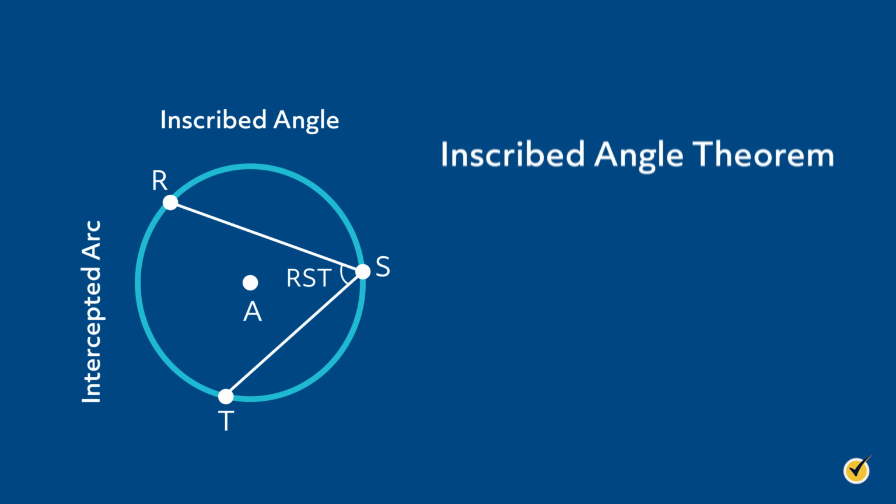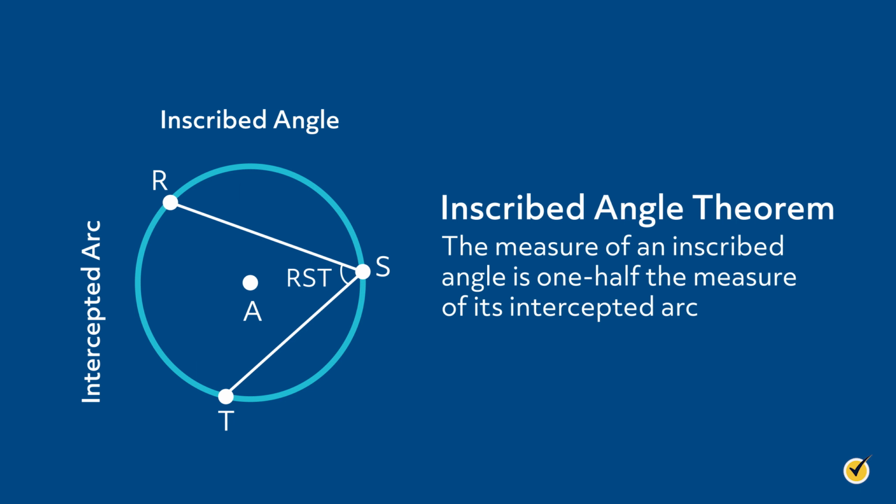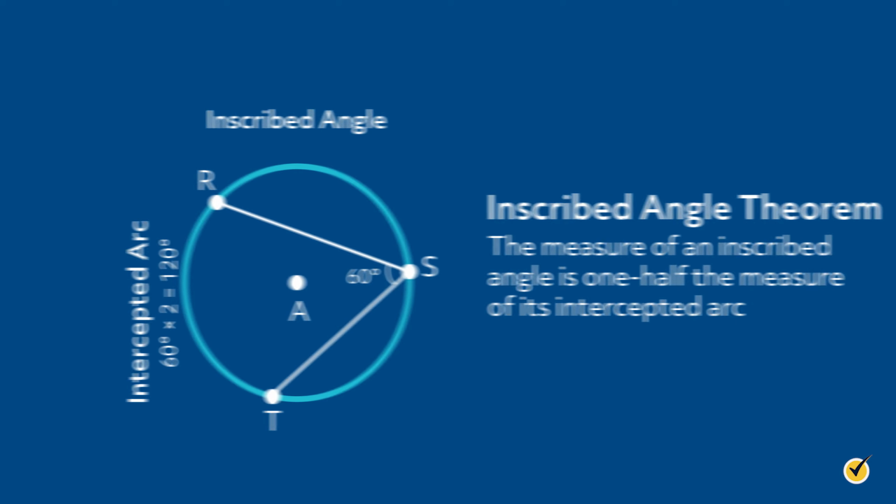If we are given the measure of the inscribed angle or the intercepted arc, we will be able to find the measure of the other using a circle theorem that tells us that the measure of an inscribed angle is 1/2 the measure of its intercepted arc. Or we could say that the intercepted arc is twice as long as the inscribed angle. For example, in circle A, the measure of inscribed angle RST is given to us as 60 degrees. According to the inscribed angle theorem, the measure of arc RT is 60 degrees times 2, which is 120 degrees.